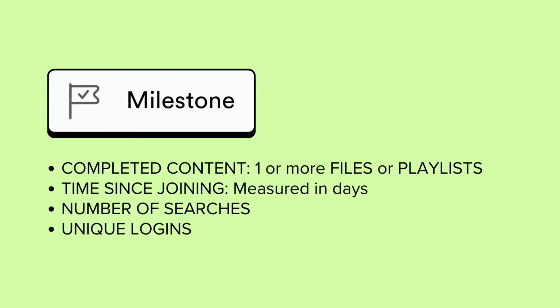These are given automatically. The one that I created as an example was the unique login, but you can also track for completed content, whether that's a file, a playlist, or a combination. You can track time since joining, which is measured in days. So the most common example that we see here is people giving badges after the first year, the second year, and the third year that people are inside of their memberships. Numbers of searches as well. So if you want to incentivize content discovery, that's a really great one. And unique logins is great to see who your top fans are. So you can see who's signed in 25 times, 50 times.